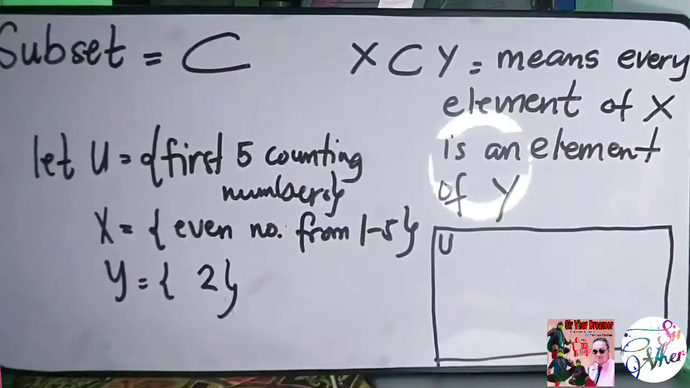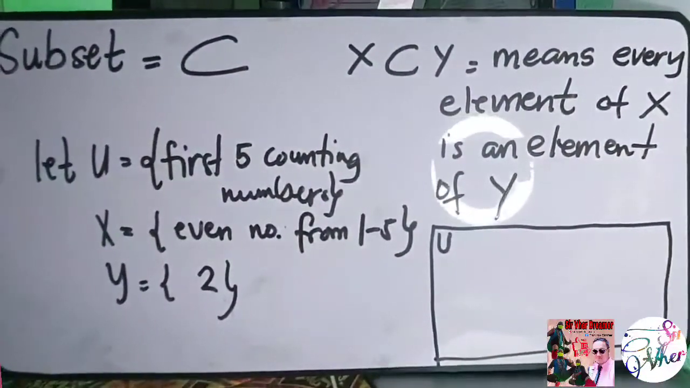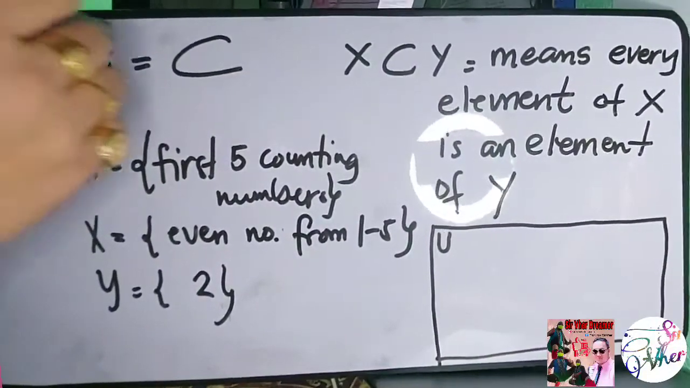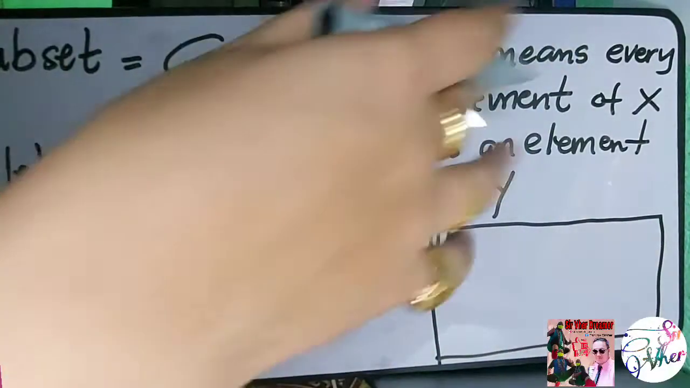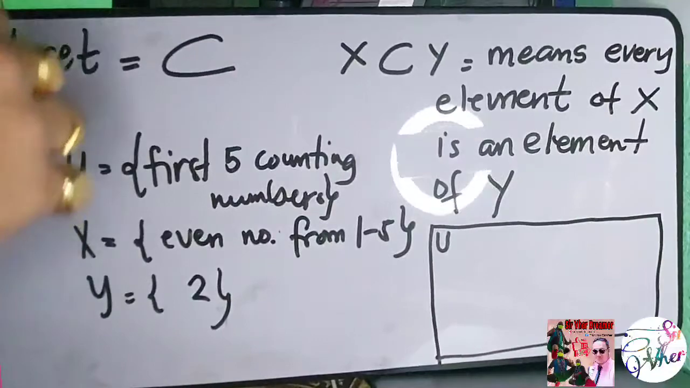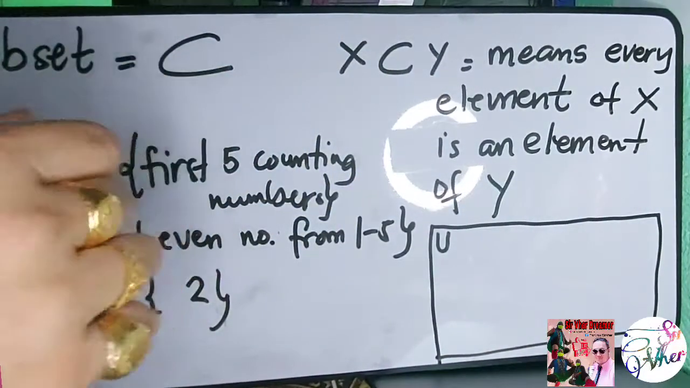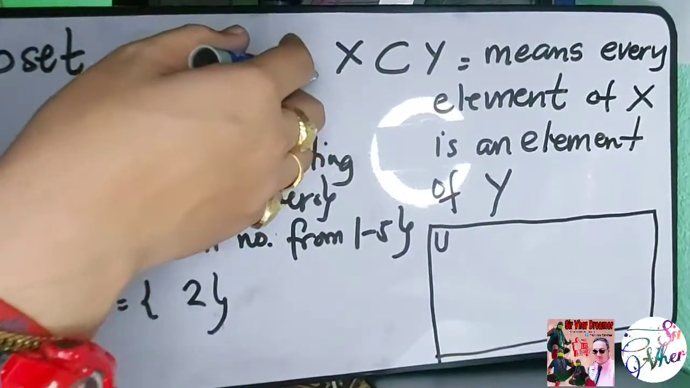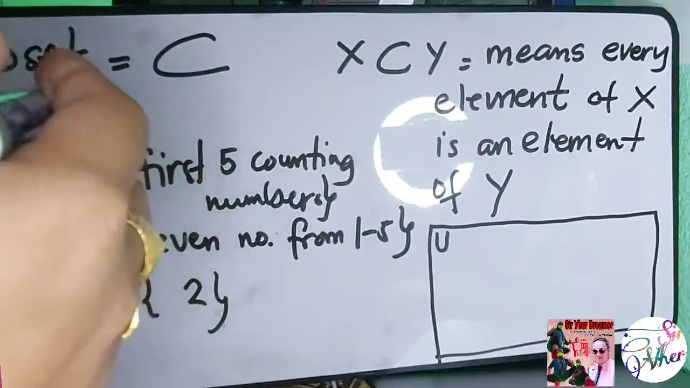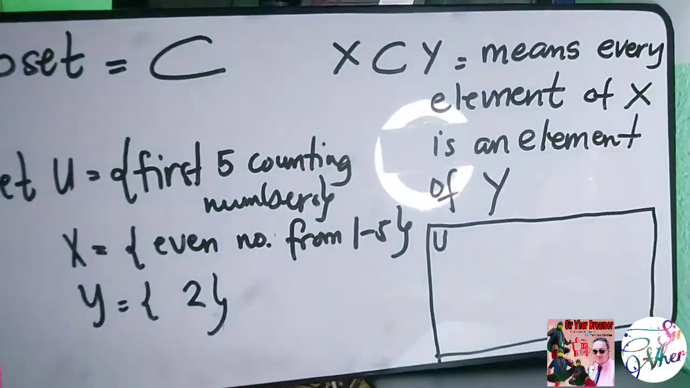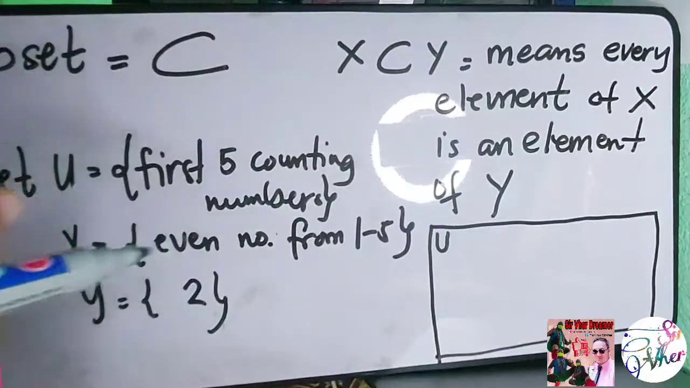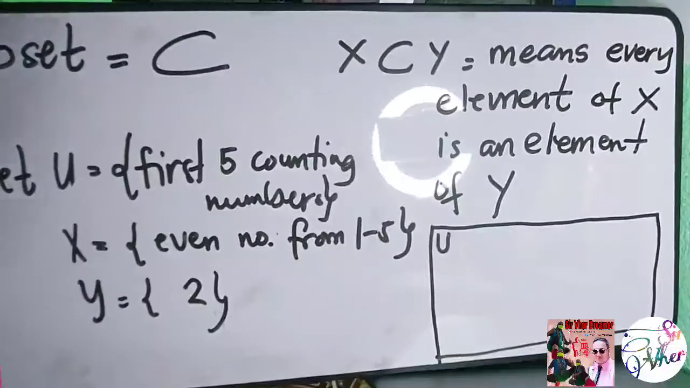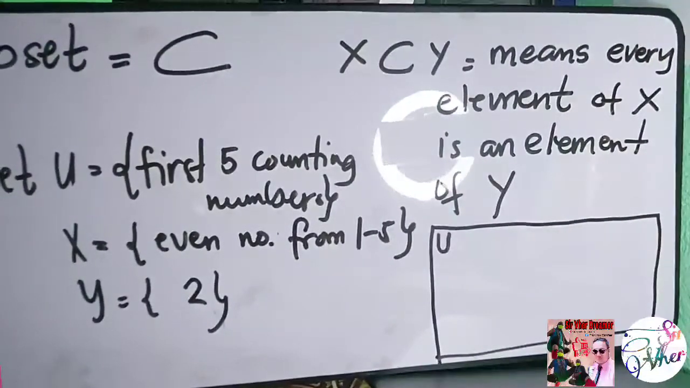Okay, so we have the last one. We have what we call subsets. Again, subset. For subset, we have the symbol, the curve arrow right. Okay, so X is a subset of Y. Meaning to say, every element from set X is an element of set Y. Did you get it? Okay, for example, let's have the universal set.